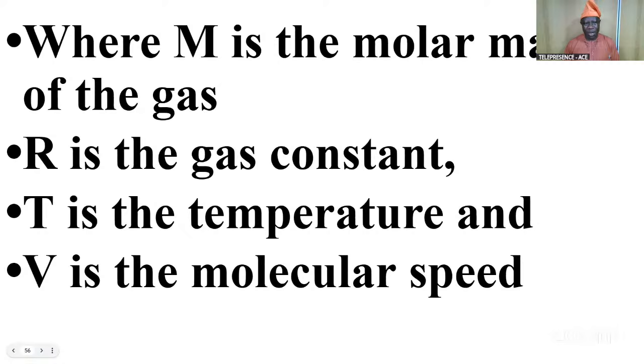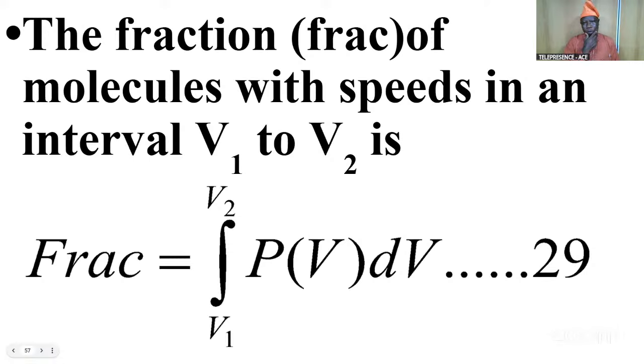M is capital here, the molar mass of the gas, R is the gas constant, T is the temperature, and v is the molecular speed. The fraction of molecules with speed in an interval v1 to v2 gives you this expression. You can easily calculate that fraction. That is the integral from v1 to v2 of the distribution, with dv. That's why you have f dv.